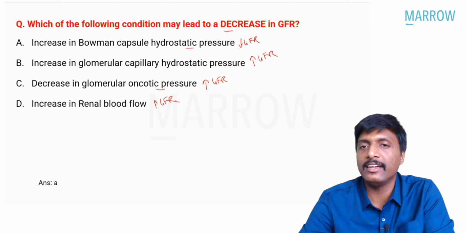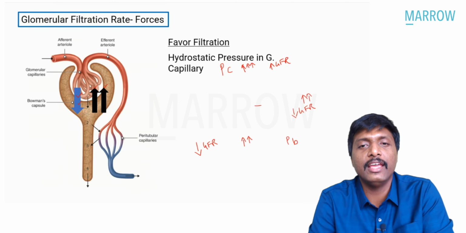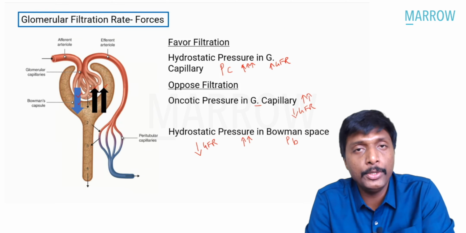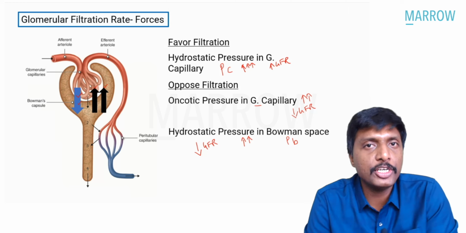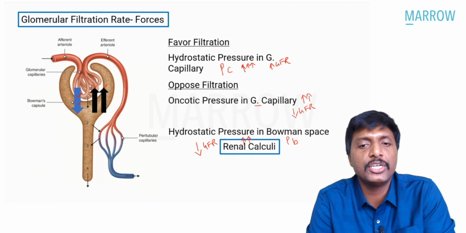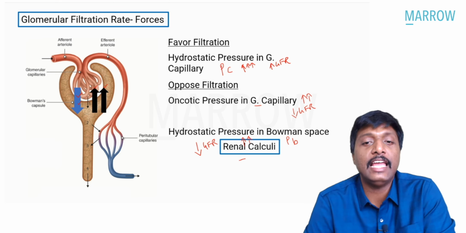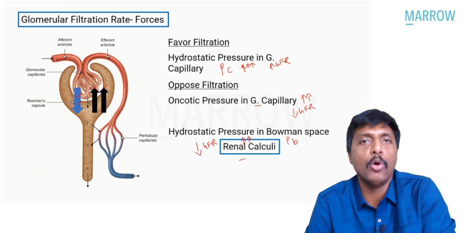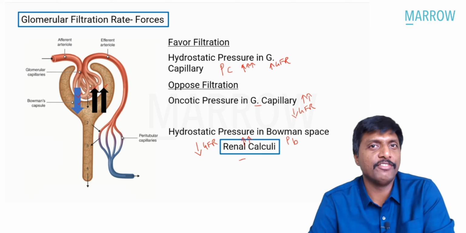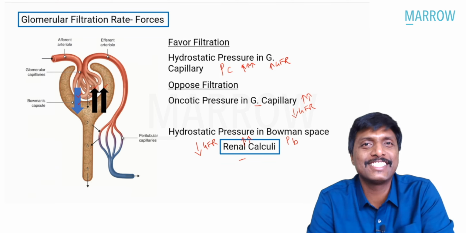So what is the answer? Decrease in GFR, it is option A. So this is the discussion we had, and the clinical relevance I told you already. This hydrostatic pressure in Bowman space, PB, will be increased whenever there is an obstruction in the form of renal calculi, renal stones. So renal stones can decrease GFR. So the answer is elevated hydrostatic pressure in Bowman space can decrease our GFR. Very familiar topic. Please be very thorough with the Starling forces.